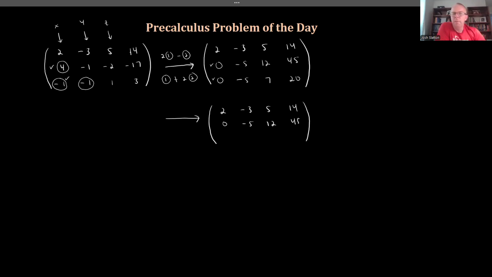So now notice negative 5, these are the same. So all we've got to do is subtract row 2 minus row 3. So we have 0 minus 0, negative 5 minus negative 5 is 0, 12 minus 7 is 5, 45 minus 20 is 25. And so now we're ready to get the answer. As long as you get a nice answer, then you're good. I won't even say that because you could get fractions. But sometimes these don't work out.